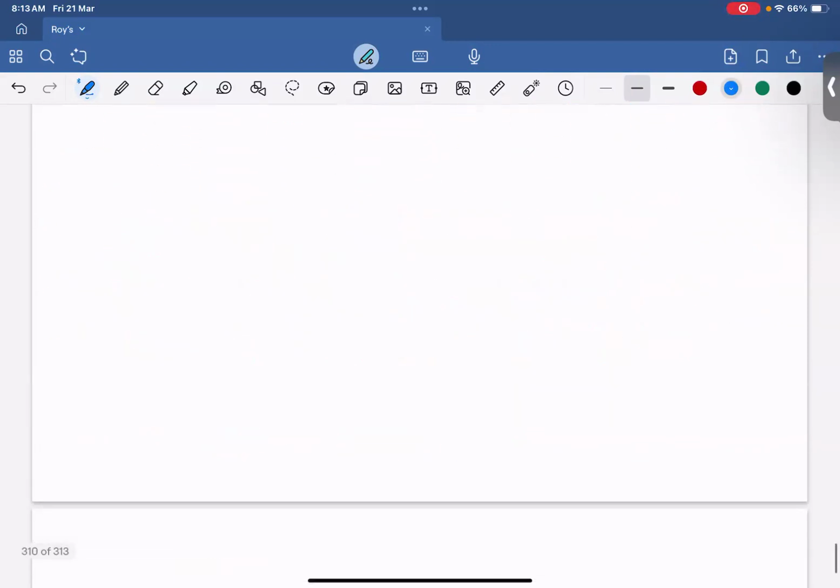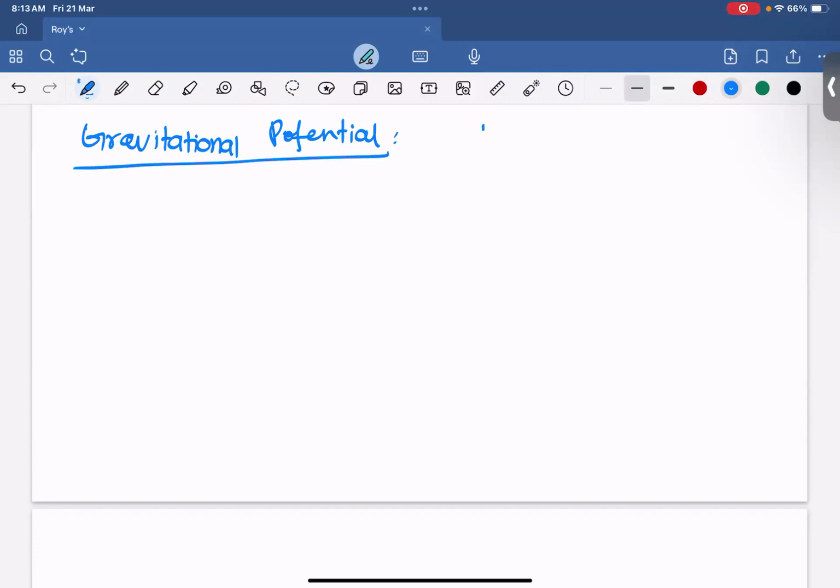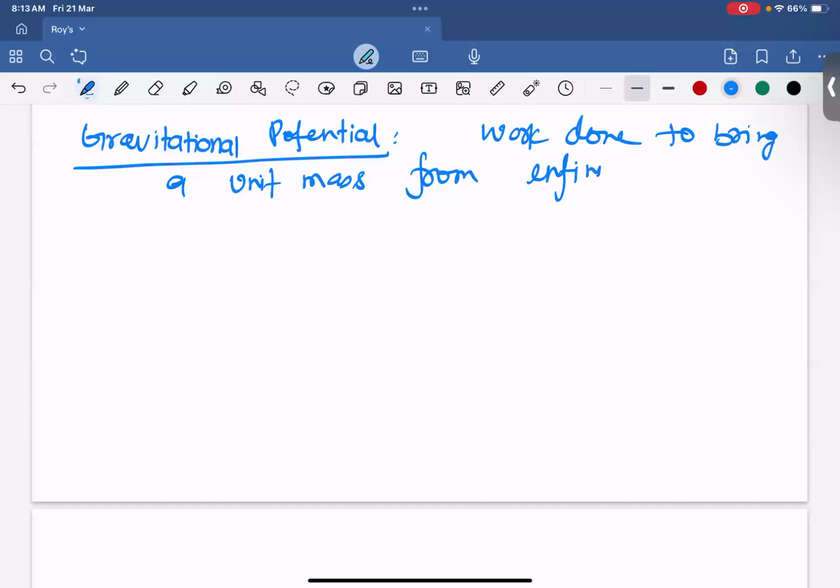Okay, so this was about field. After field, we should discuss gravitational potential. Gravitational potential is actually the work done to bring a unit mass, that is 1 kg mass, from infinity to a given point.